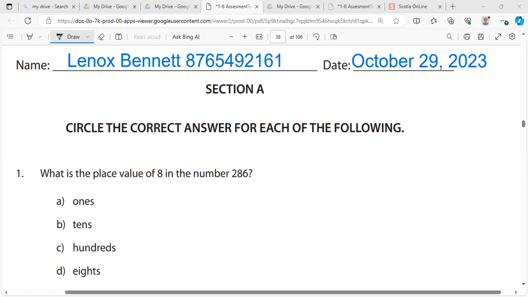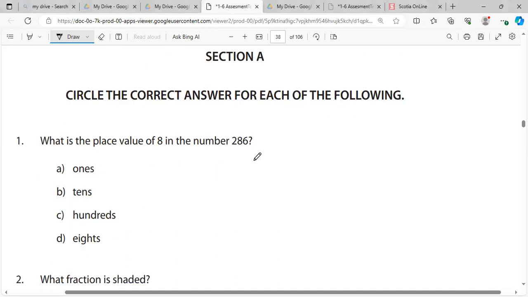Much appreciated. Alright, let's get right into it. So I said, what is the place value of 8 in the number 286? So just as how you say 80, that means it's 8 tens. So our answer would be tens in this case, so that would be B. Alright, let's move on to number 2.